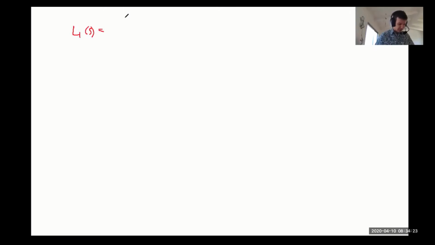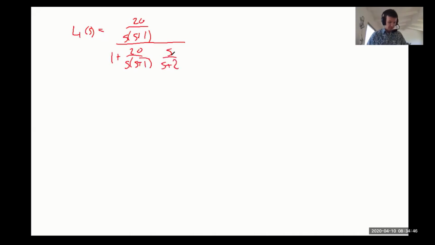Cool. So we have L1 as being 20 over s plus 1, over 1 plus 20 over s plus 1 times s over s plus 2. So this numerator is the forward path of loop 1, and this denominator is 1 plus the forward path of loop 1 times the feedback path of loop 1. So again, this is the name of the game in this class. We got nested fractions all over the place.